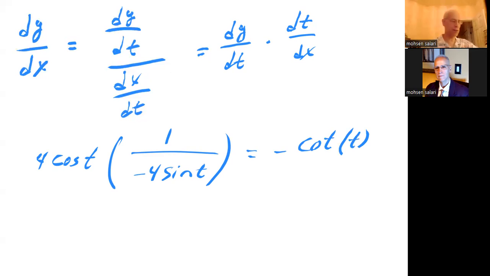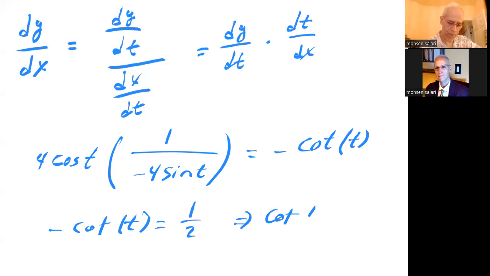Now I'm going to go ahead and set that equal to 1/2. So I'm going to say that minus cotangent of t equals 1/2. Now, if I multiply both sides by -1, it follows that cotangent of t equals -1/2. Let me go ahead and go to the next page. So cotangent of t equals -1/2.